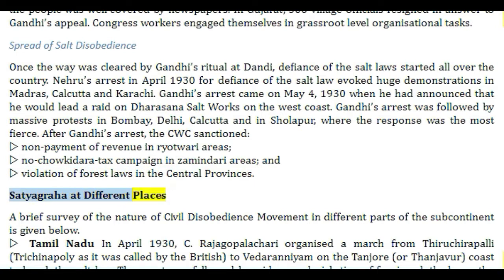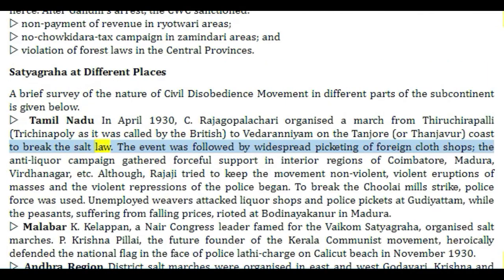Satyagraha at different places. A brief survey of the nature of the civil disobedience movement in different parts of the subcontinent is given below. Tamil Nadu: in April 1930, C. Rajagopalachari organized a march from Tiruchirappalli, Trichinopoly as it was called by the British, to Vedaranyam on the Tanjore, or Thanjavur, coast to break the salt law.